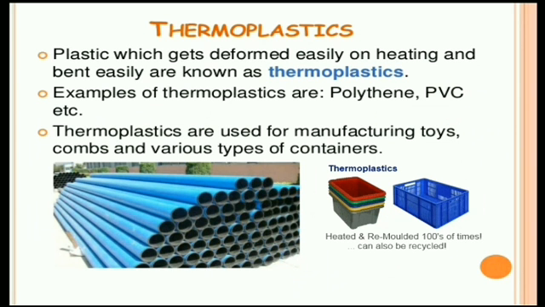Polythene, all of you know, carry bags, in which we bring vegetables. PVC, polyvinyl chloride is the full form of it. PVCs are often used for making pipes. You can see the picture of pipes over here. Thermoplastics are used for manufacturing toys, combs, and various types of containers. So even the pictures of containers are also shown here.